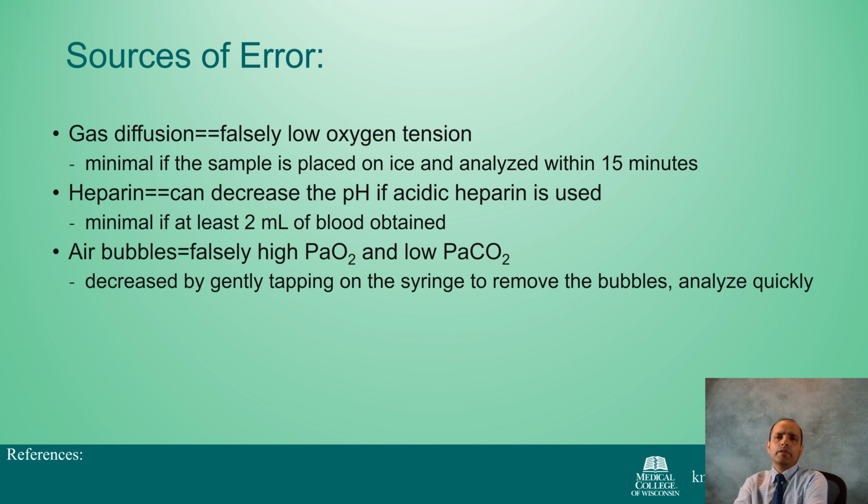Sometimes you put in heparin, which is acidic, and that can also decrease the pH of that sample. But the whole effect is minimal if you use at least 2 cc of blood. Sometimes the presence of air bubbles can also result in falsely high PaO2 and low PaCO2. So you can decrease this error by gently tapping on the syringe to remove the bubbles and analyzing the sample quickly.